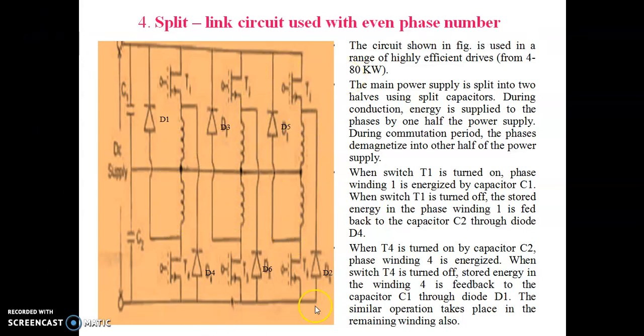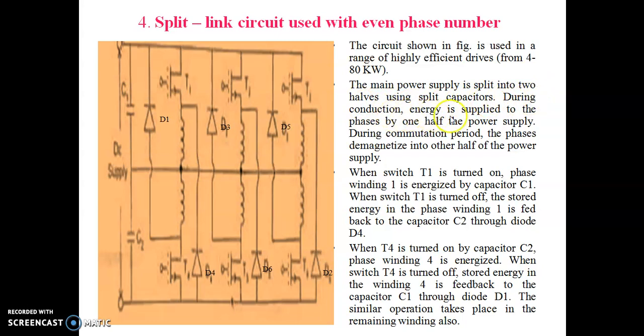DC supply is provided to the entire circuit, and here we are having 2 storage capacitors C1 and C2, which is not present in the previous 3 types. The circuit shown in the figure is used in a range of highly efficient drives from 4 to 80 kilowatts. The main power supply is split into 2 halves using the split capacitors C1 and C2.